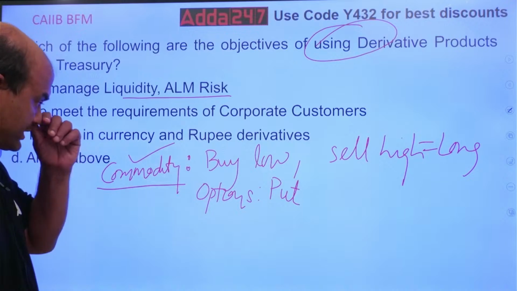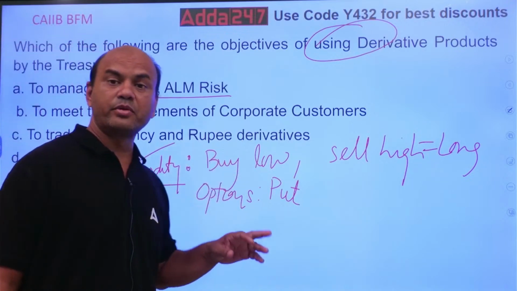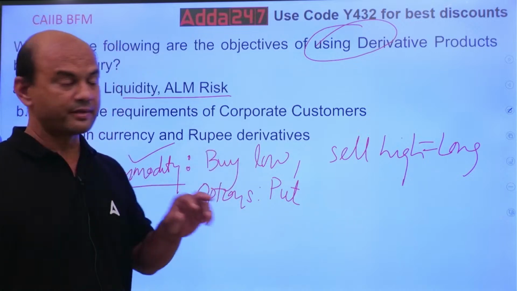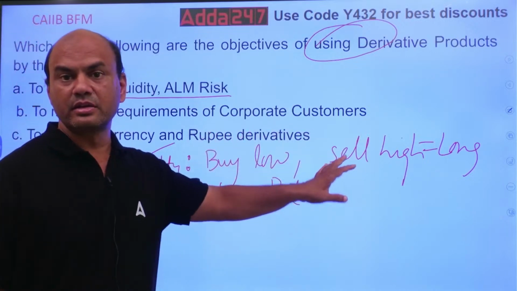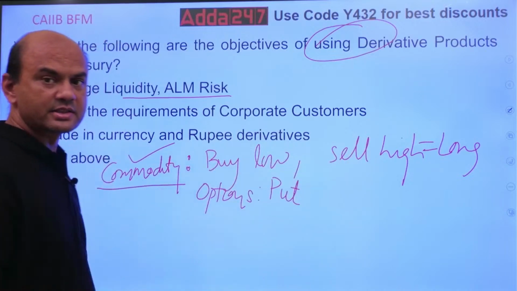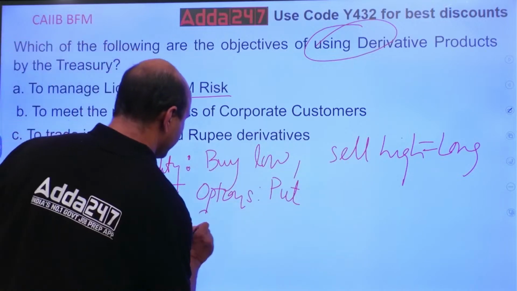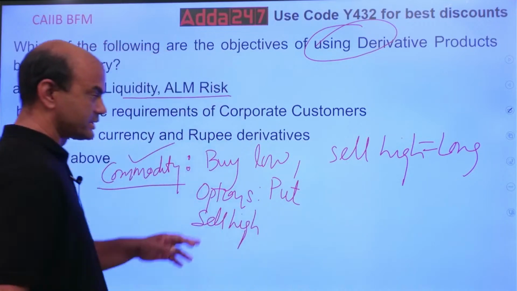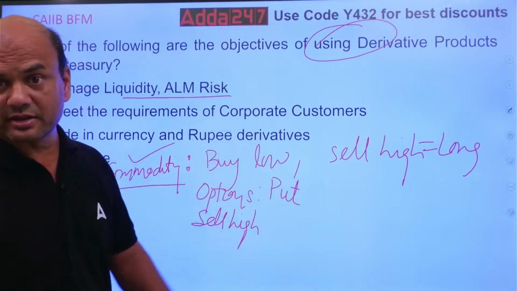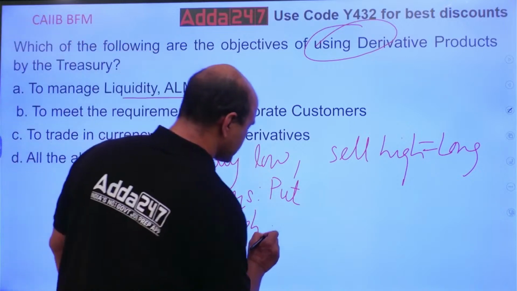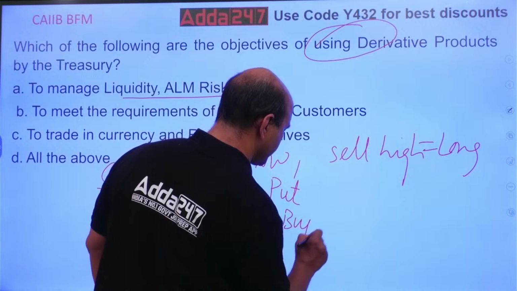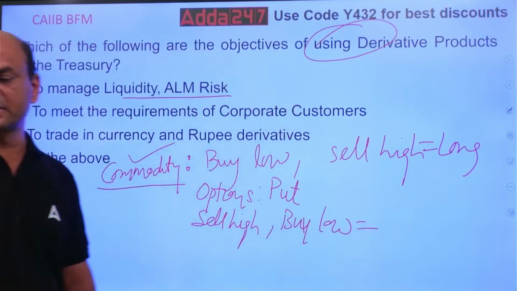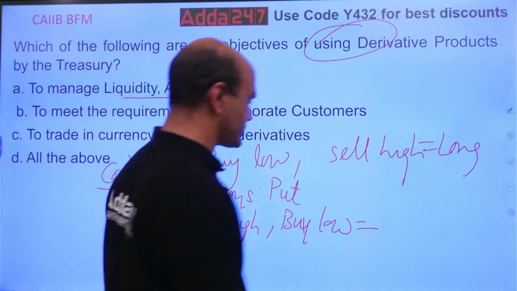Got it? Now similarly, if I am doing a reverse transaction, meaning I am selling first. Here, first buying, then selling. Long. I am doing a reverse transaction now. In that, I sell high first. See, selling is first and buying is later. And when the rate goes down, I will buy it. Buy low. This position is known as short position.